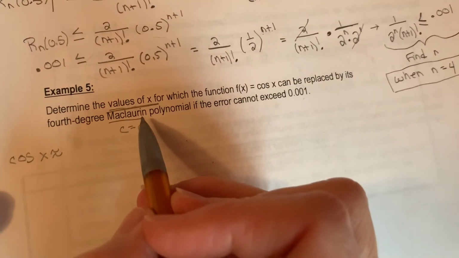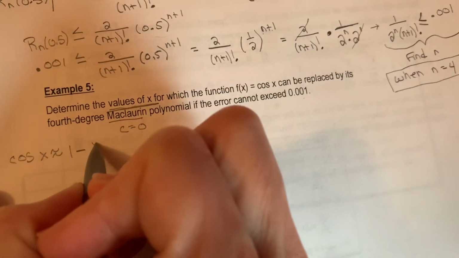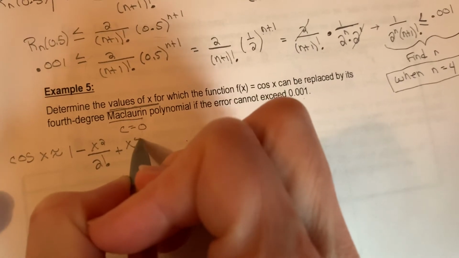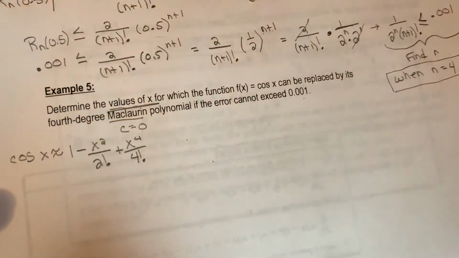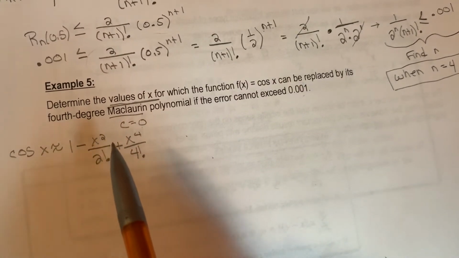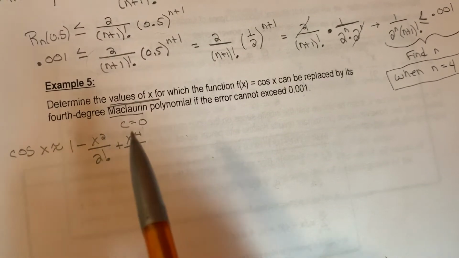And we need to go to a 4th degree. So it's going to be 1 minus x squared over 2 factorial plus x to the 4th over 4 factorial. So we're only going to 4th degree. So now then, let's think about our max.